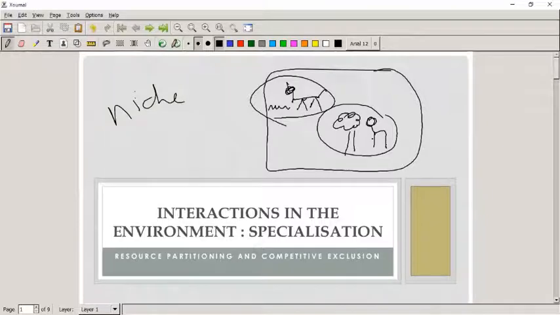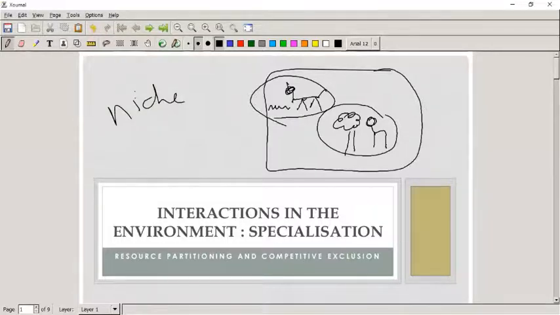So a niche is not just the area where you stay, it is also what resources you need and use in that area, not just food. So a niche is everything that you need within your environment to be able to survive. And although these two share the same area, their niches are different. So they're part of the same ecosystem, but their niches are different.